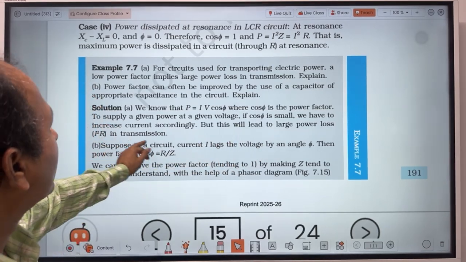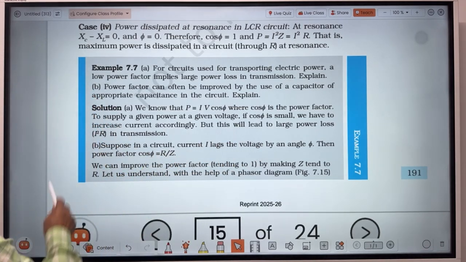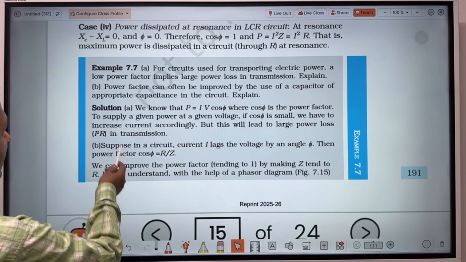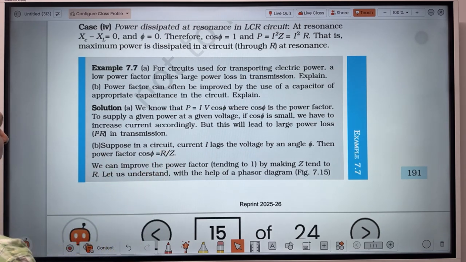So when this is small, then we have to increase the current. But this will lead to large power loss, I square R, in transmission. You know, power loss is I square R. If current is increasing, in that case I square R will have more value, and hence there will be more loss.